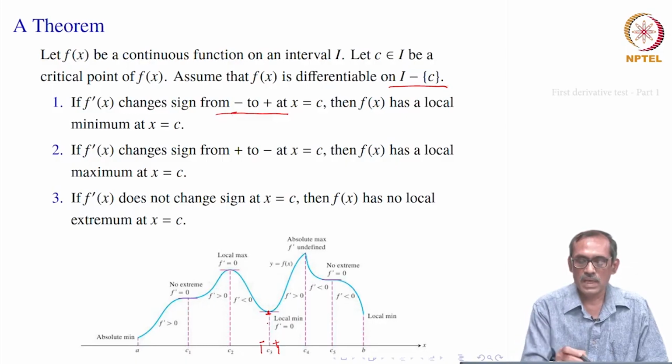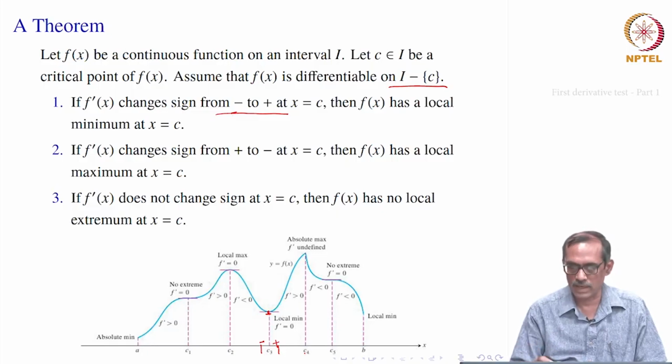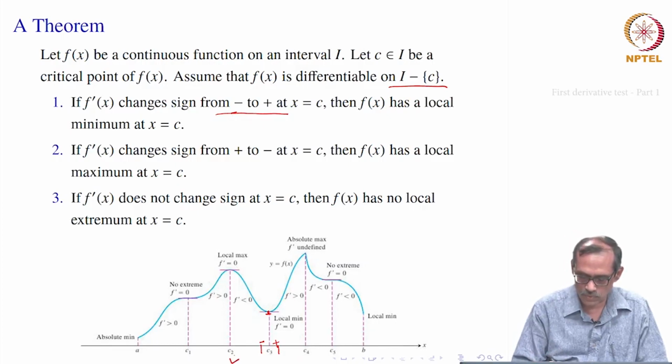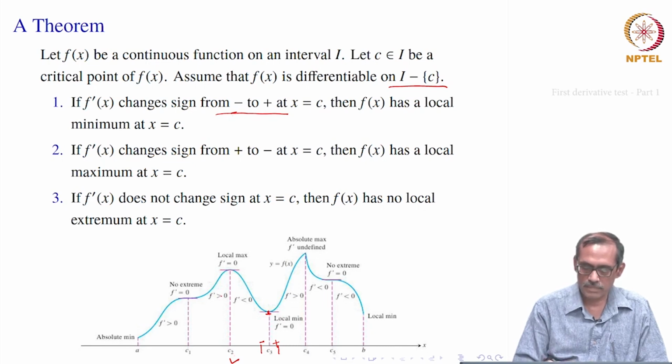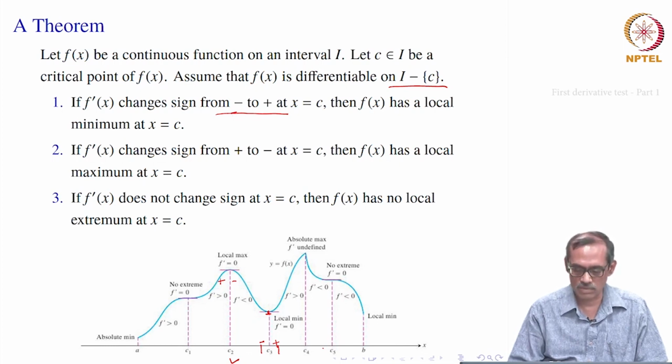Now, what happens? If f prime(x) changes sign from minus to plus, look at this c3, then f(x) has a local minimum at x equal to c. And if f prime(x) changes sign from plus to minus at c, then f(x) has a local maximum at x equal to c. For this, just look at the point c2. So, f prime is changing sign from positive to negative at x equal to c2. So, at c2 there is a local maximum. Now, if f prime(x) does not change sign at x equal to c, then f(x) has no local extremum at x equal to c.